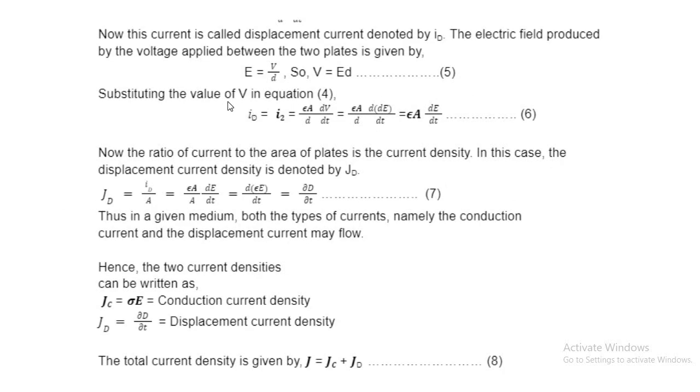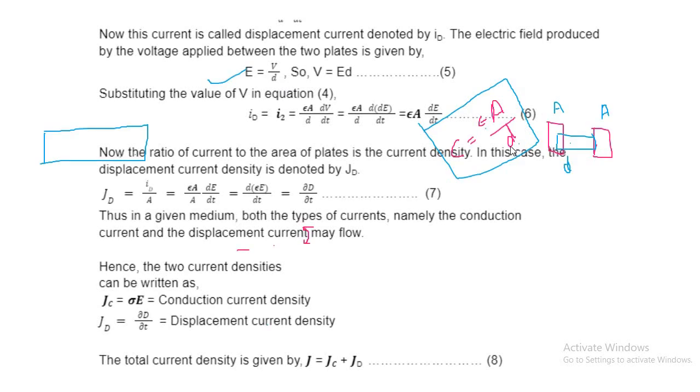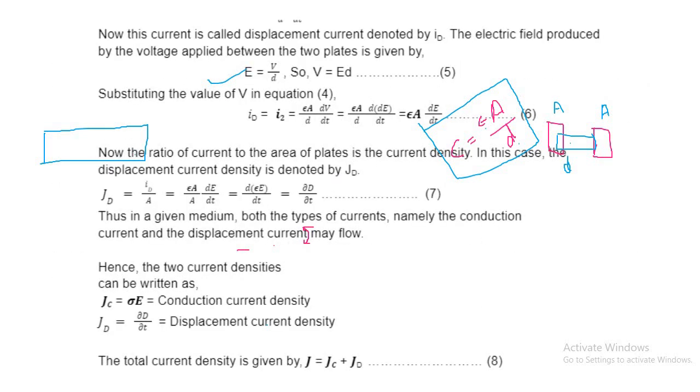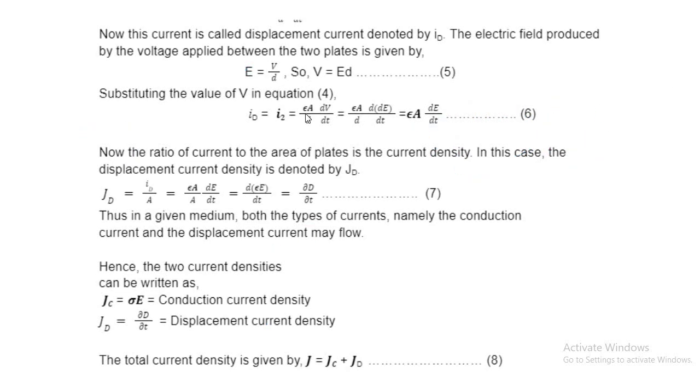Now the next one. Now you know what the electric field is. Electric field is equal to V by d, where d is the distance between the two plates. It's a linear dimension. So V can be written as electric field into d. Just put this in the equation. So when you put it back, this simply gives you epsilon A by d dV by dt. And V is given as E into d.